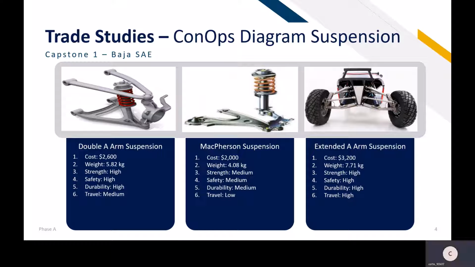The McPherson suspension has a cost of $2,000, a weight of 4.08 kilograms, medium strength, safety, durability, with low travel. And last, we have the extended A-arm suspension that has a cost of $3,200, a weight of 7.71 kilograms, and has high strength, safety, durability, and travel.